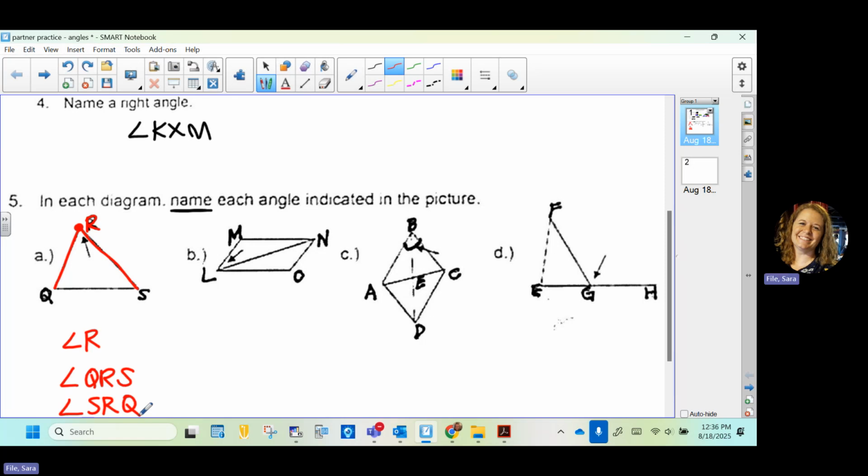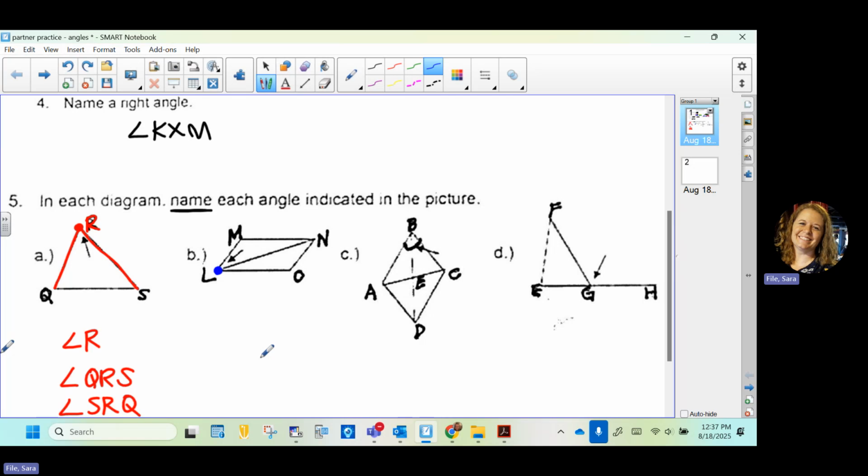And now in B, the indicated angle is here. What's the vertex? Can I call this one just angle L? I can't because this diagonal is drawn. So there's more than one angle with L as the vertex. So I cannot say angle L. It's not clear which one I'm talking about if I say angle L. So I have to be more specific.